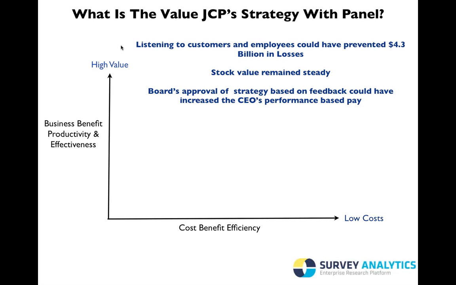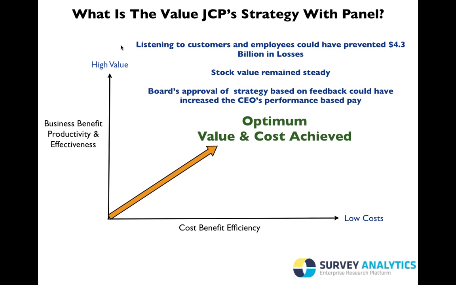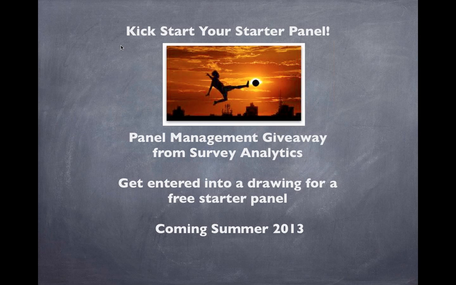So what is the value of the JCPenney strategy with the panel? We believe strongly here that listening to customers and employees could have prevented a $4.3 billion loss. So instead of aggressively not listening, we are listening this time. And so as a result, we're not going to be losing out, and those core customers are still going to be here. And then we're also listening to new customers who can drive those people into the store as well. The stock value could have remained steady. That is just an estimate of what could have happened.